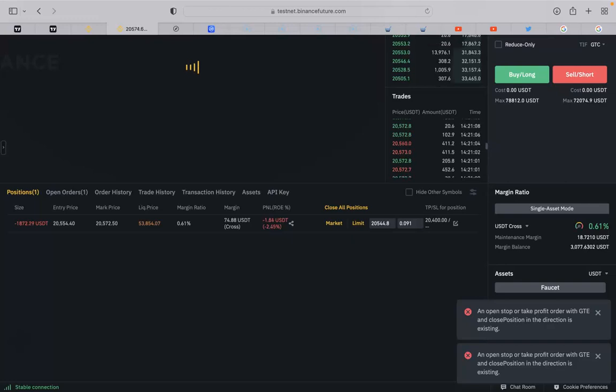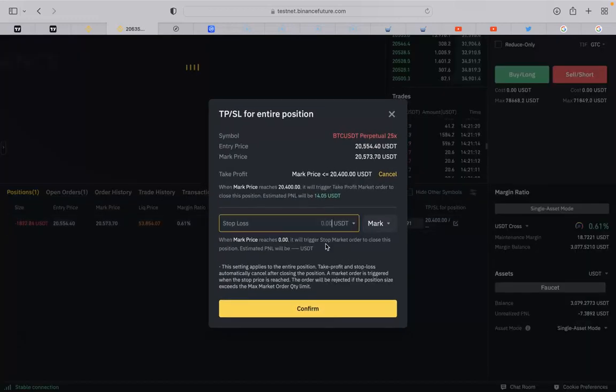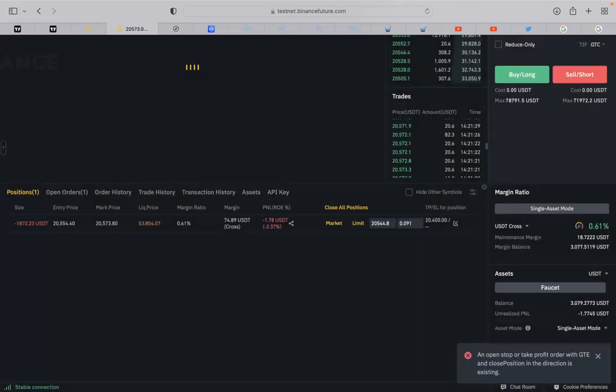So an open stop or take profit with GTE and close position in direction is existing, so it could easily get triggered. So I'm just going to increase it to maybe $21,000. So let me just increase it. Okay, I'm going to leave that.